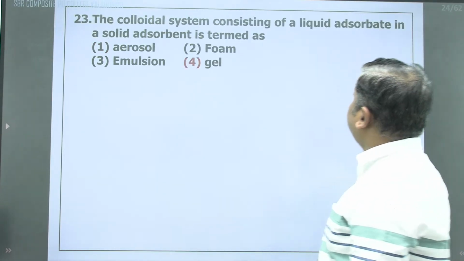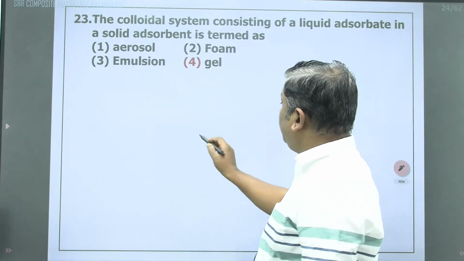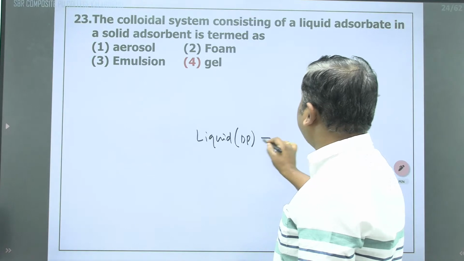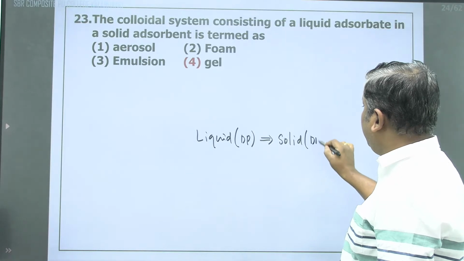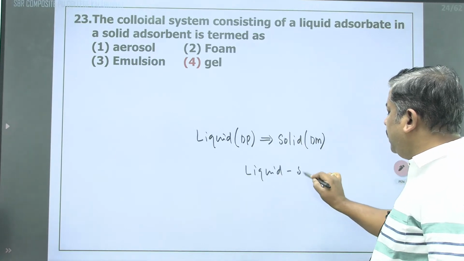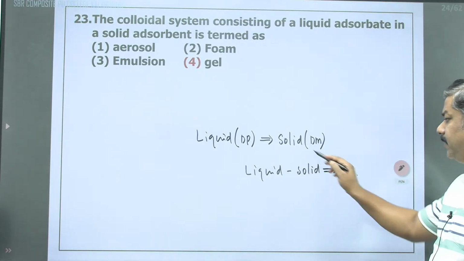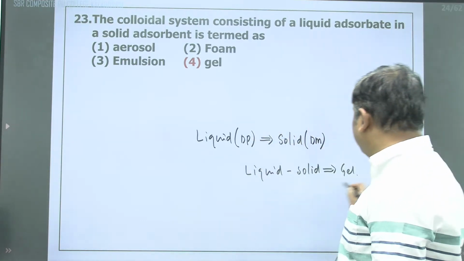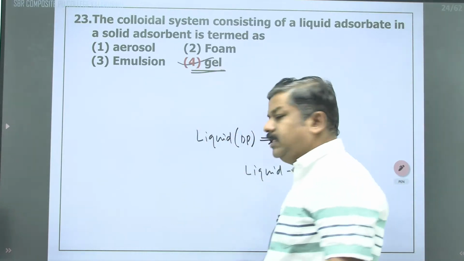23. The colloidal system consisting of a liquid adsorbate in a solid adsorbent is found to be what? Liquid adsorbate means liquid is acting as the DP. Solid adsorbent means solid is acting as the DM. So liquid is present in solid. Whenever liquid is present in solid, that colloid is commonly called a gel. Solid present in liquid is commonly called a sol. So the best name for this colloidal solution is gel. So the fourth option is found to be correct.